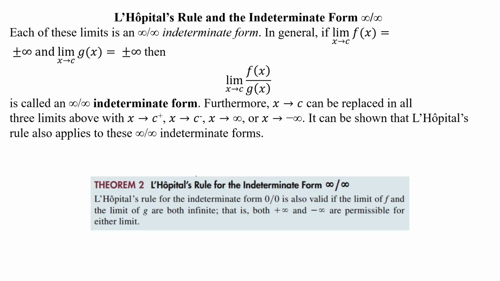All right, so L'Hopital's rule for the indeterminate form 0 over 0 is also valid if the limit of f and the limit of g are both infinite. So that's both positive and negative, because you're going to get positive or negative infinity. So what we can do is take derivatives again and then figure out if it will actually work or not.